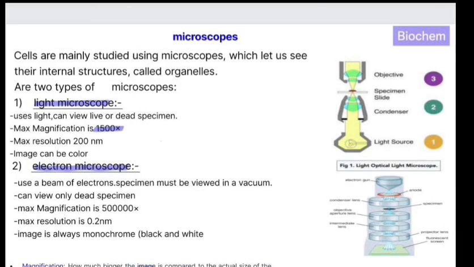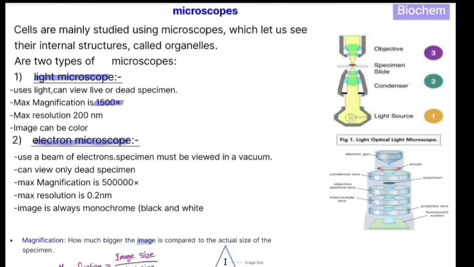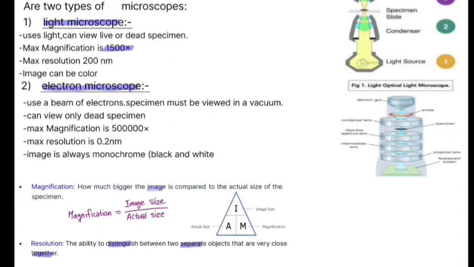Moving on to the light microscope. A light microscope uses a beam of light and can view live or dead specimens. It has a maximum magnification of 1500 times and a maximum resolution of 200 nanometers. It can form colorful images.